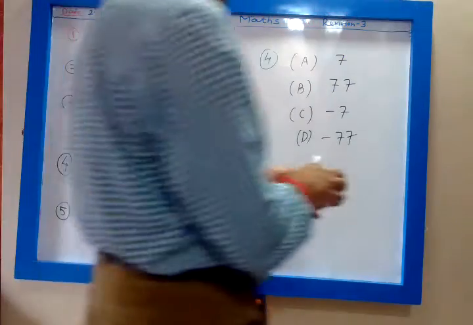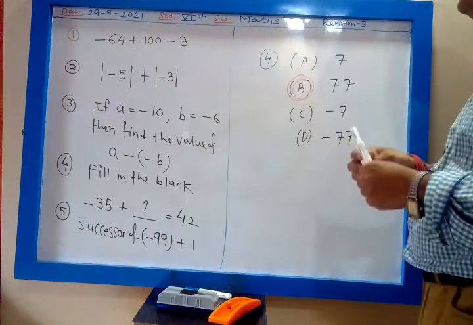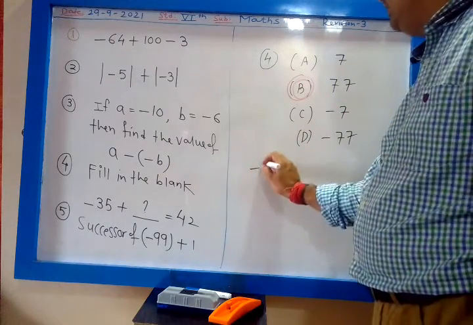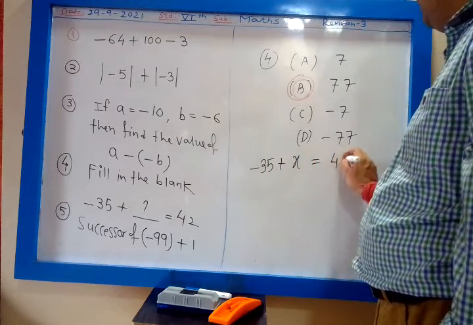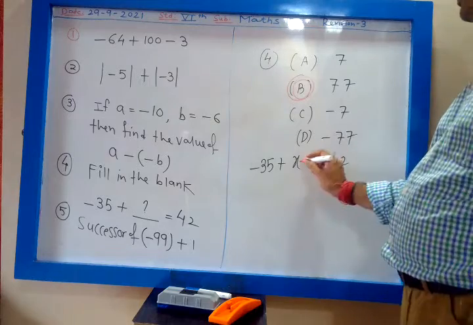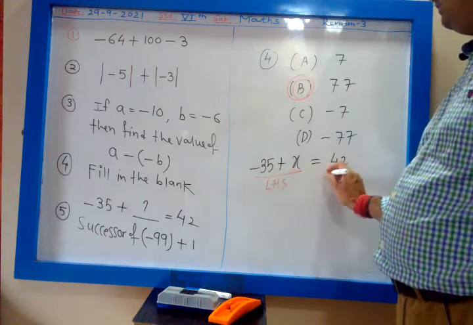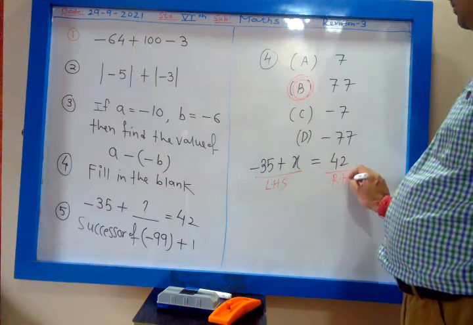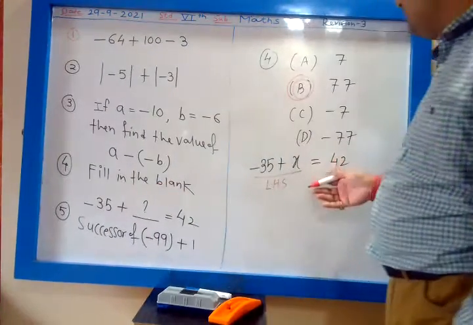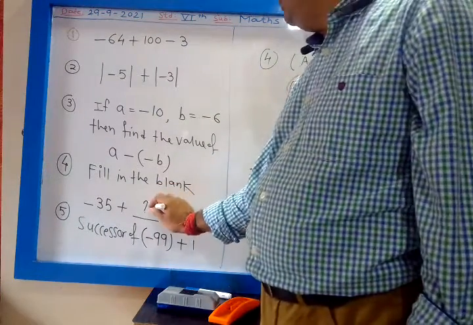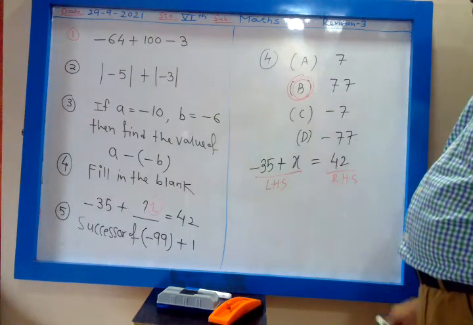Okay, majority are giving the answer B, which is plus 77, and it is absolutely the correct answer. Why? See this: minus 35 plus blank equals 42. We can consider the blank as x. We have to find this x value. Before the equal to sign is my left hand side, and after the equal to sign is my right hand side. Whenever we change the side, we want to find this blank, so we consider it x. So minus 35 plus x is 42.